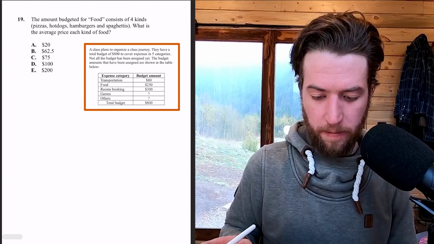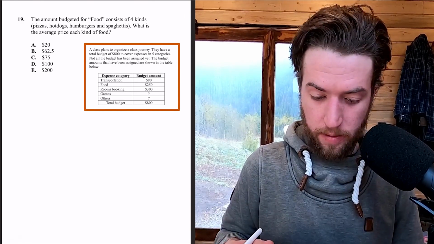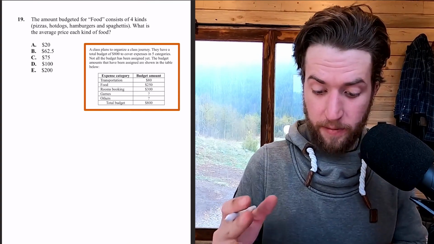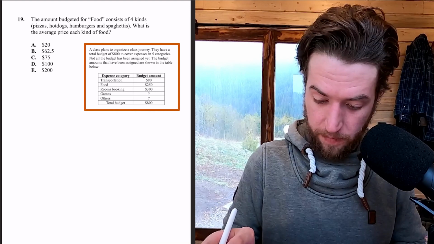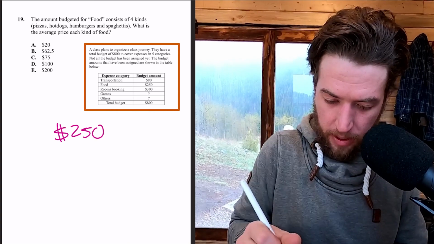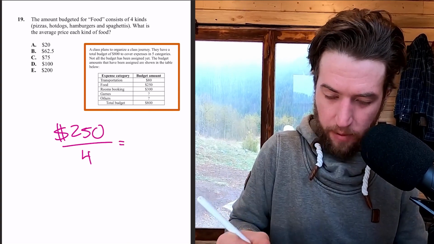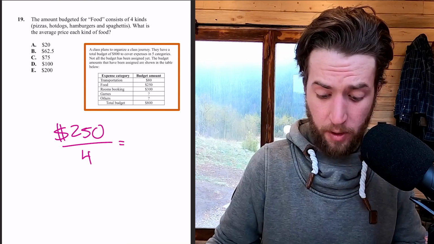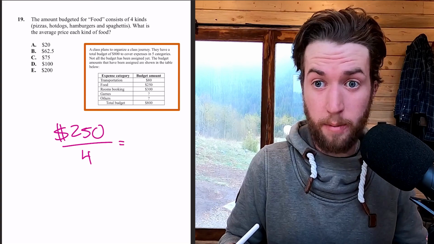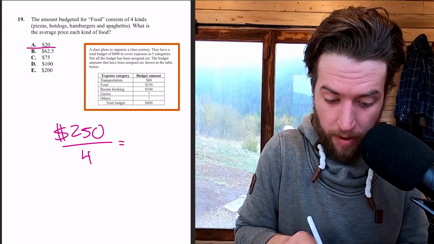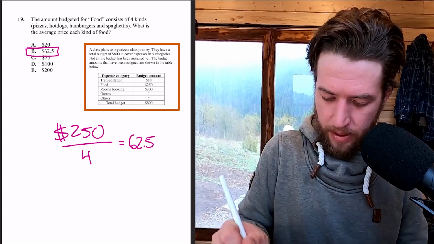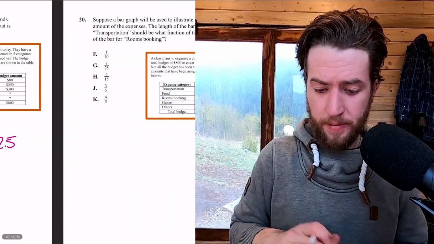All right, the amount budgeted for food consists of 4 kinds of food: pizza, hot dogs, hamburgers, and spaghettis. What is the average price for each kind of food? So the amount we spent on food was $250. There are 4 different types of food, so the average price per type is $250 over 4, which is $125 over 2, which is 62.5. That's right. I guess I could write that here. I hope that's right. I did some mental math.